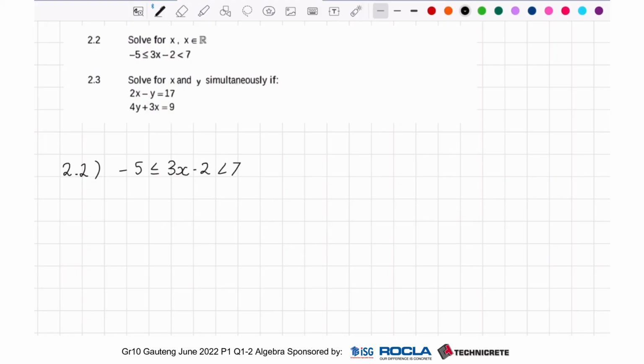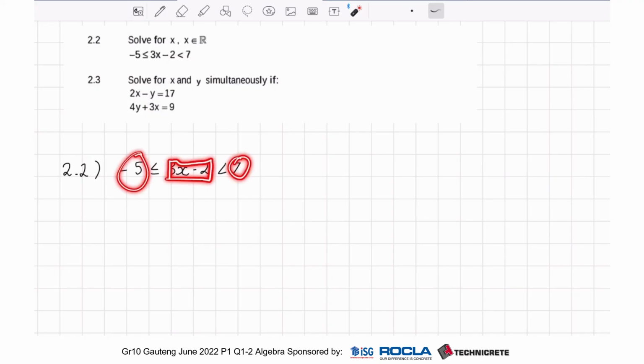And we're asked to solve for x, and we're told that x is a real number. Okay, so when I have an inequality, I'm going to solve it in the same way as I would a regular equation, except that everything I do in the middle, I'm going to do on this side, and I'm going to do on this side. So for the first step, I want to get 3x on its own, so I'm going to add a positive 2 to the middle, which means that I'm adding a positive 2 to the right-hand side, and I'm adding a positive 2 to the left-hand side.